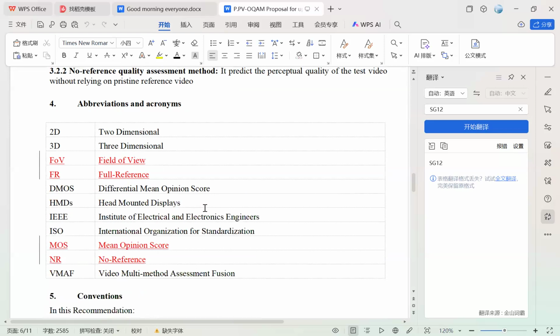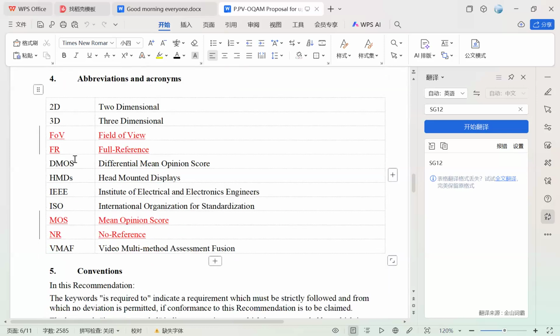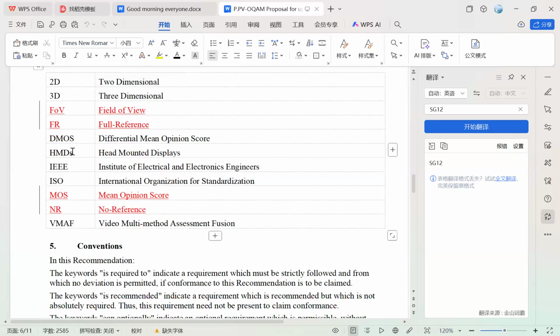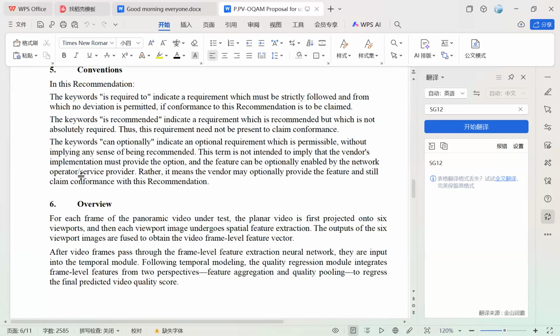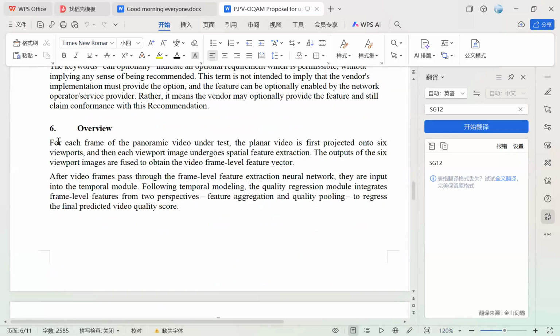And section 4 includes abbreviations: 2D, 3D, FOV, FR, DMOS, HMD, IEEE, ISO, MOS, NR, VMAF. And section 6 is the overview.